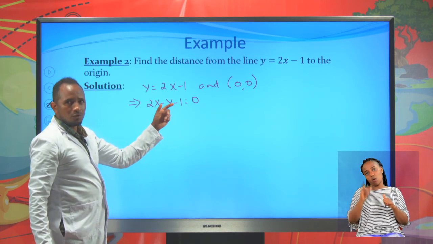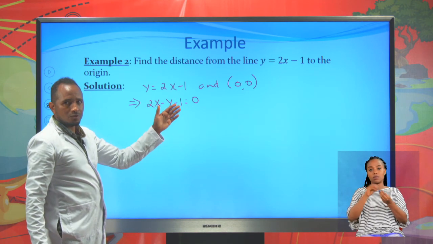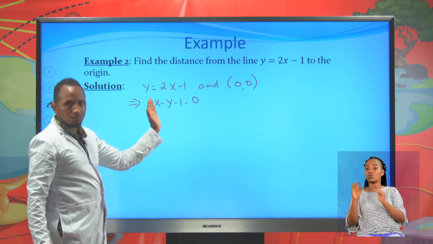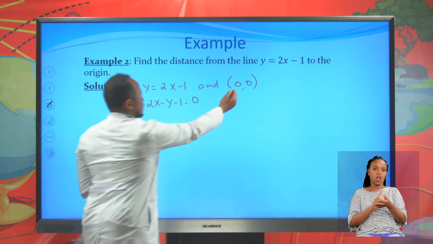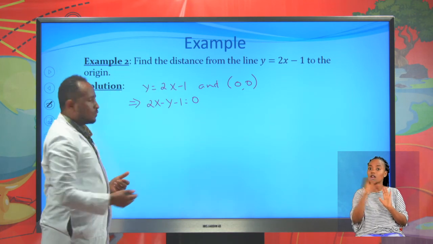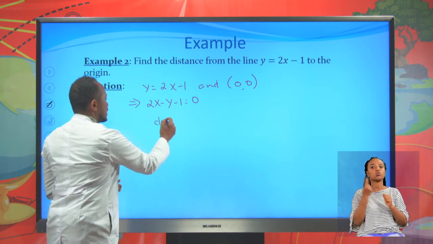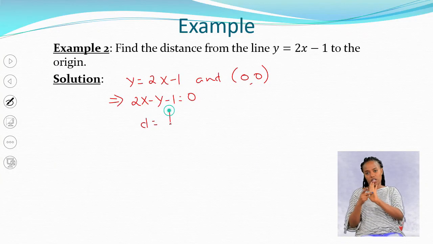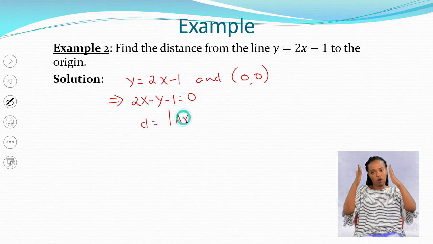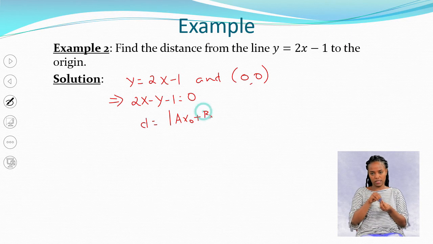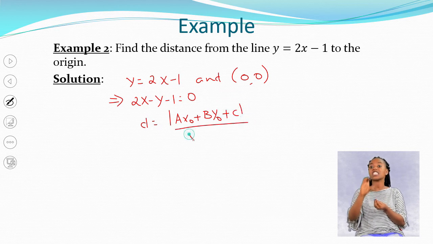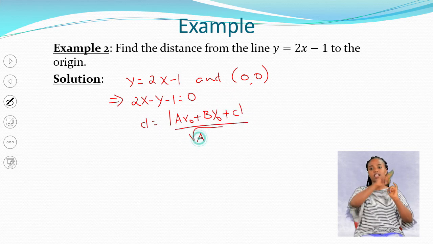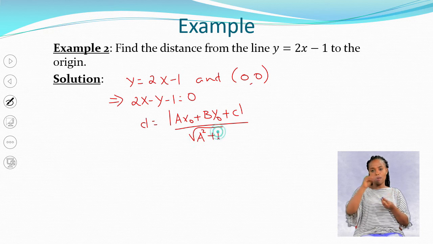Since we use the formula ax + by + c = 0, I must write in that form. And we have the point, this one. So now we can use the formula to find the distance between this and the origin. D is equal to the absolute value of a x naught plus b y naught plus c divided by the square root of a squared plus b squared.